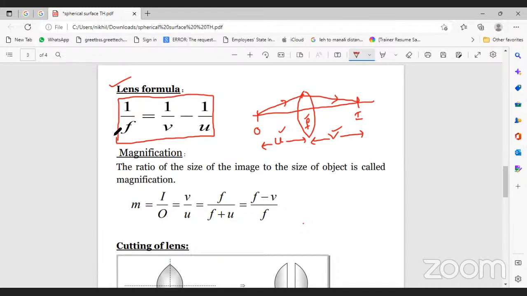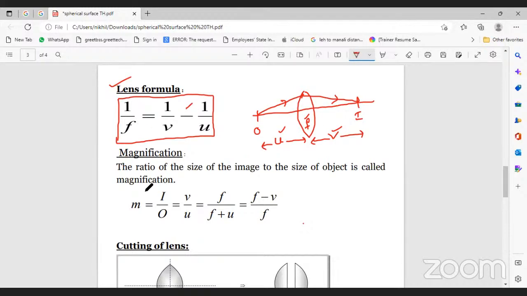Have you remembered the mirror formula? Yes, sir. What is the difference between the mirror formula and the lens formula? The mirror formula is 1 by f equals 1 by v plus 1 by u. Very good. So just in the mirror formula we have plus, and in the lens formula we have minus here.